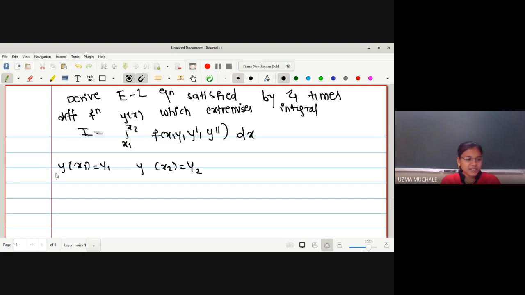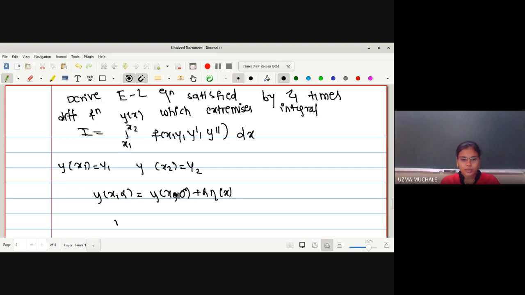Okay. So what are the steps we have to follow? First, we have to write down those conditions. There are infinitely many paths from P and Q. Then we have to write down in the form of y of x, alpha is equal to y of x0 plus alpha times eta of x. For different values of alpha, we get different curves, and for alpha equal to 0, we get the correct curve.